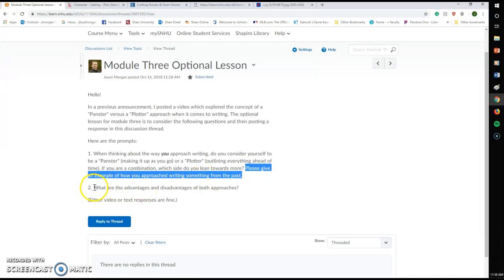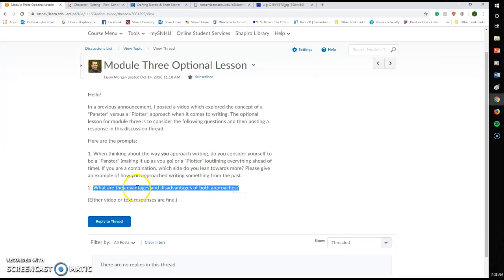The next step is also, what are the advantages and disadvantages of both approaches? This is more of an opinion thing, just from your point of view. What are the advantages of just making it up as you go versus outlining it? There are disadvantages to both. Again, just your opinion.